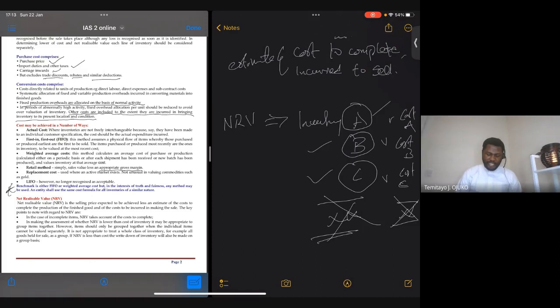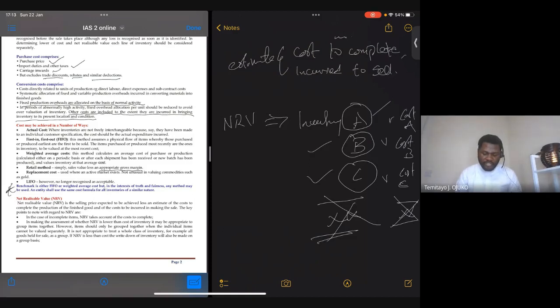Then, in some cases, it might be impossible to do that. Let's look at what they say. However, items should only be grouped together when the individual items can be valued separately. So if A can be valued separately from B, and from C, then you should have that separate grouping of A together, B together, and C together.